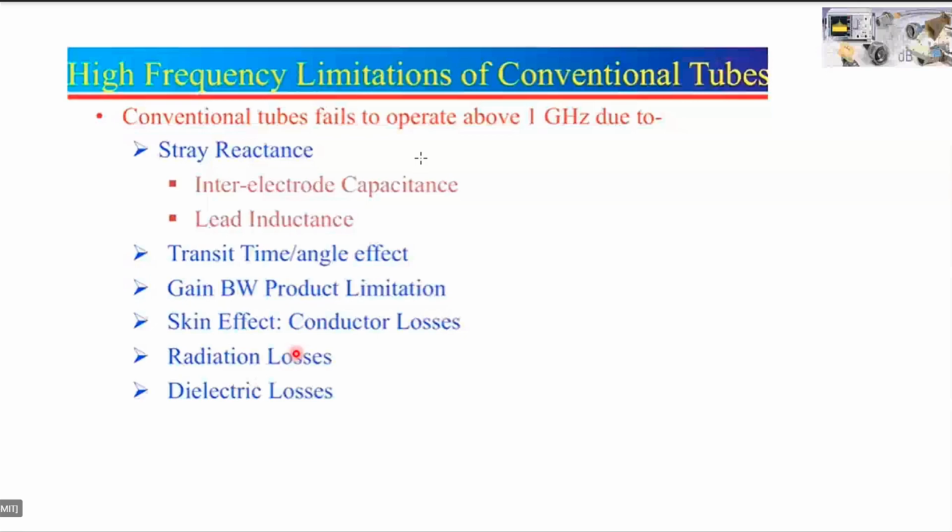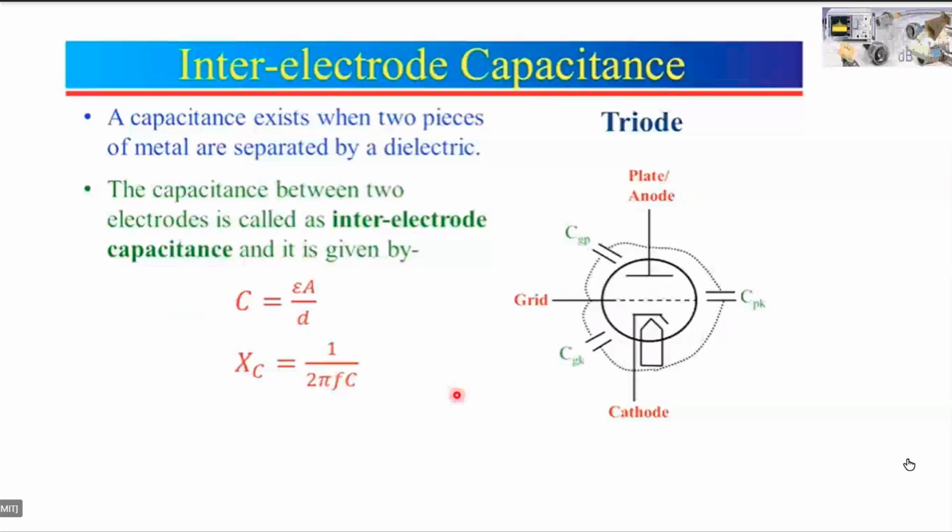So let us start with the first point. What are these stray reactances, which are nothing but interelectrode capacitance and lead inductance. We will see all these points listed here one by one. First, interelectrode capacitance. As you can see, I have shown here the anode plate, cathode, then a grid. This is a general conventional tube, and between grid and anode capacitance exists. Again from anode to cathode, then from grid to cathode, capacitance exists.